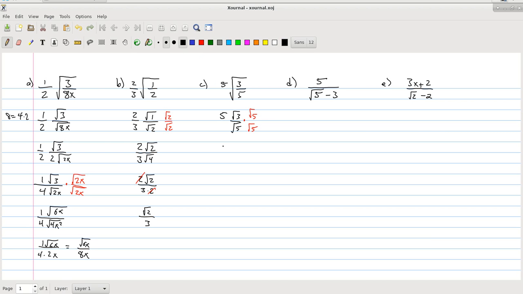We multiply the numerators, we've got 5 radical 15. We multiply the denominators, we've got square root of 25. 25 is a perfect square. The square root of 25 is 5. So we can write this as 5 radical 15 over 5. And then finally we reduce. The 5 in numerator and denominator reduce out. So we've got the square root of 15 over 1, which is just square root of 15.